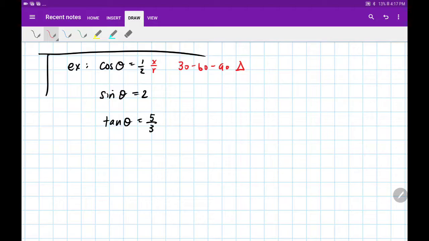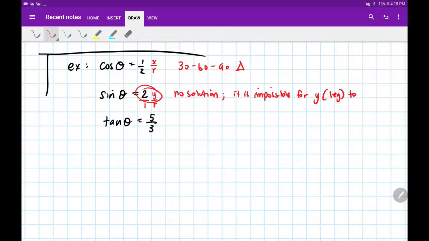Okay, let's try the next one. Sine theta equals 2. So put your formula, put it over 1. Is this a possible triangle? This is no solution. Because, and if I asked why, you should be able to explain that because it is impossible for y, or the leg, to be greater than r, or the hypotenuse.